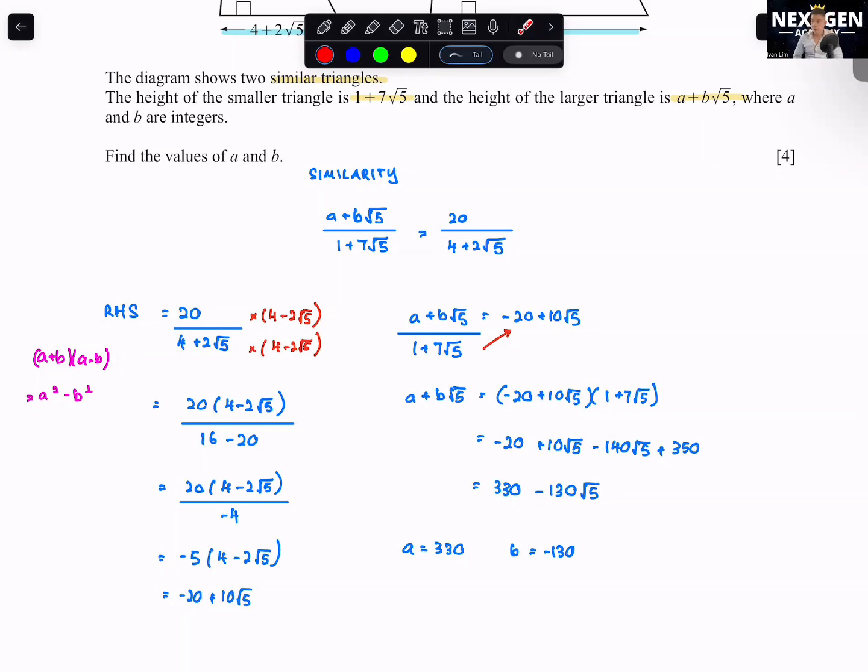What chapter is this from? Rationalizing the denominator. Rationalizing.